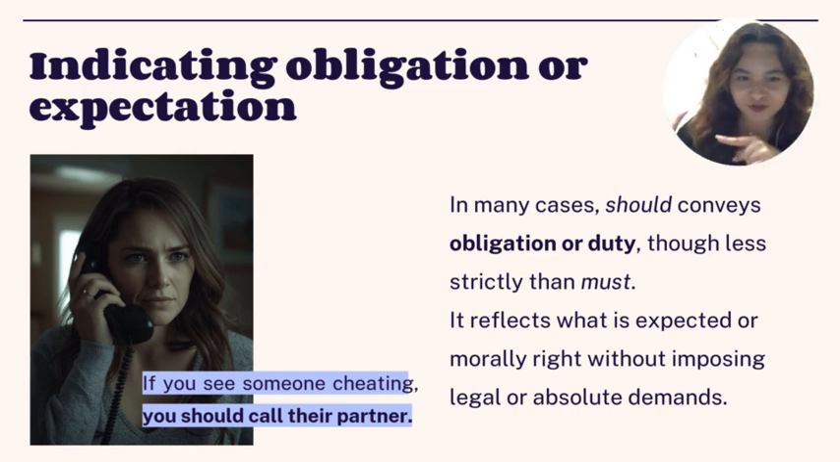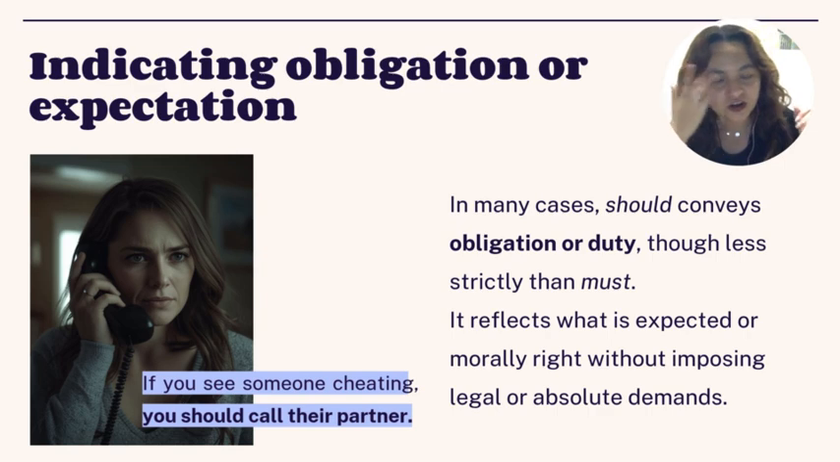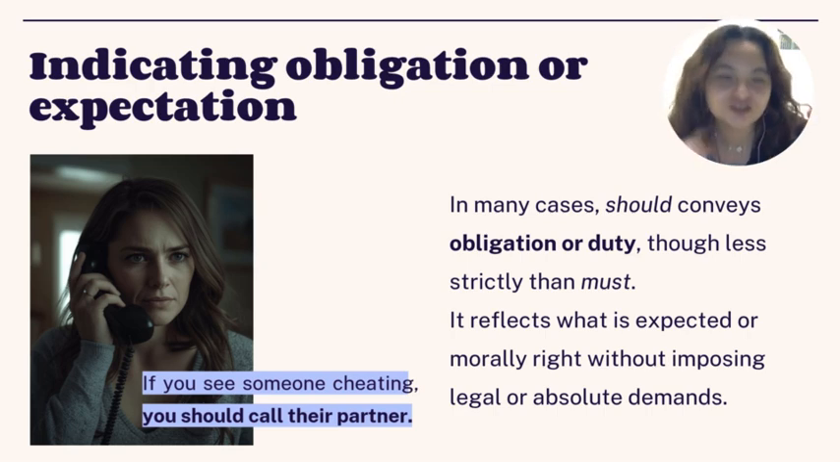And we have a picture right there. Do you see it? It's like a girl or a woman on the phone, and then we have a note that says, if you see someone cheating, you should call their partner. It's not a rule, it's not something illegal that we must do, but it's a recommendation and for some of us, an obligation. If you see someone, like a man or a woman, cheating on their partner, maybe you should call them. Okay? If you see someone cheating, you should call their partner, boyfriend or girlfriend.